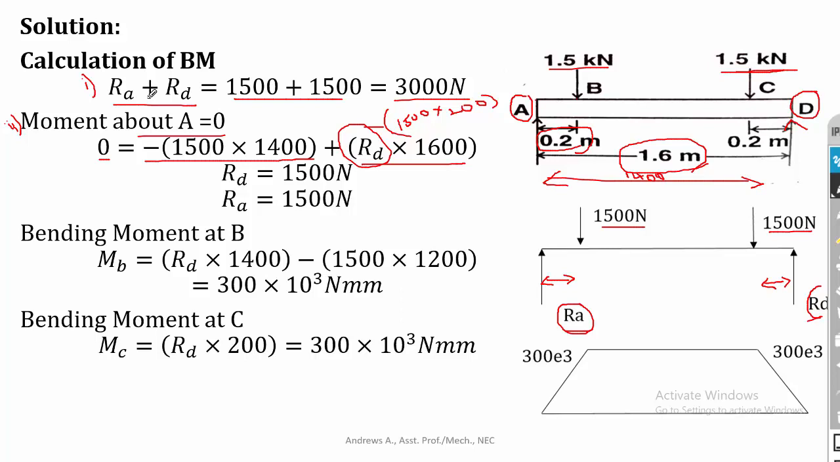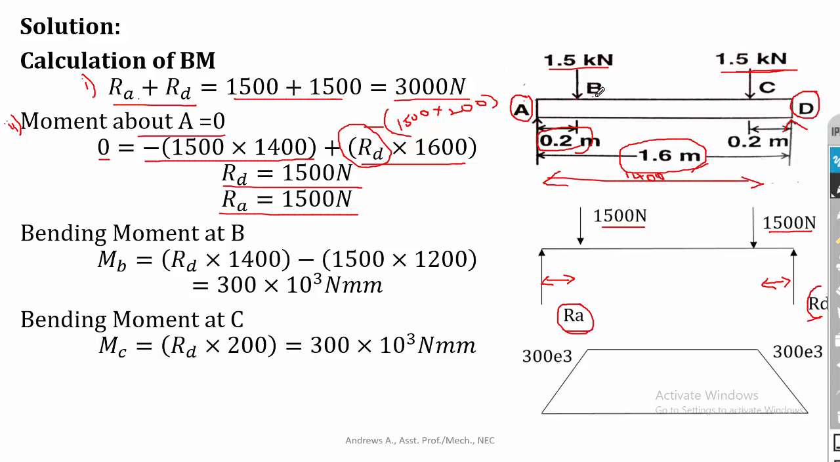Okay. So if you solve this equation, finally you will get the value for RD. You can substitute the RD value in the first equation and you can calculate the RA value. So the magnitude for RD is 1500 Newton and for RA it is 1500 Newton. So we have calculated the reaction forces. Now we have to calculate the bending moment. Remember that we have to calculate the bending moment at each point, that is point of support and the point at which the load is acting.